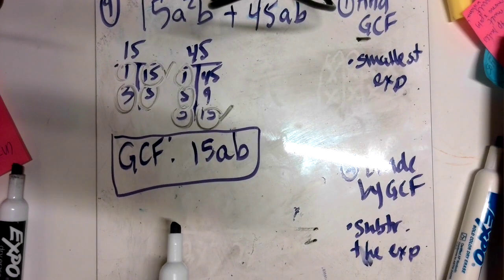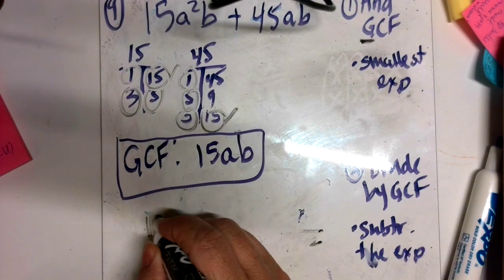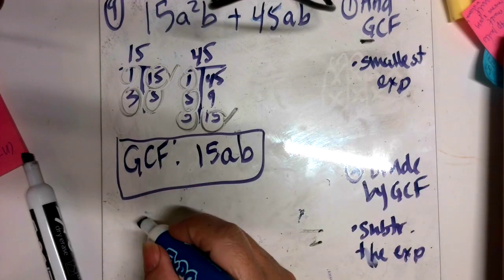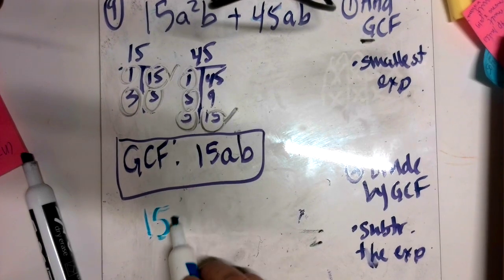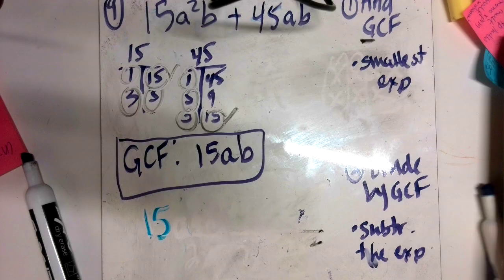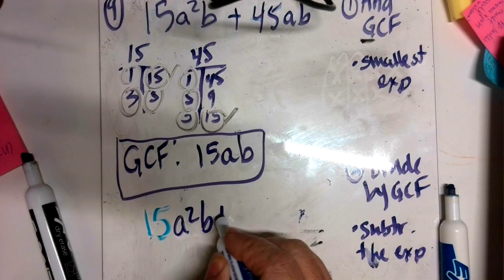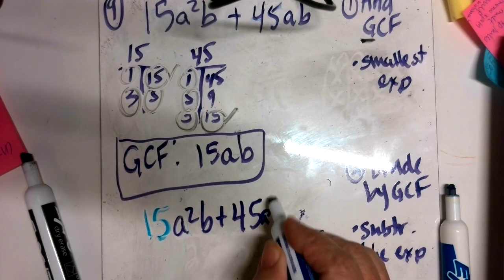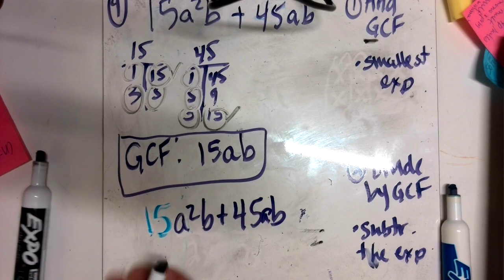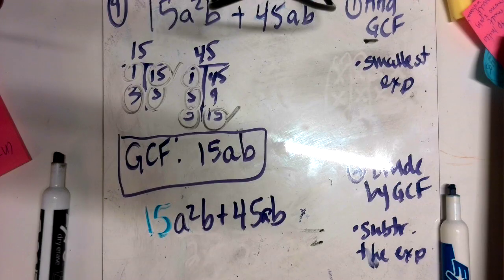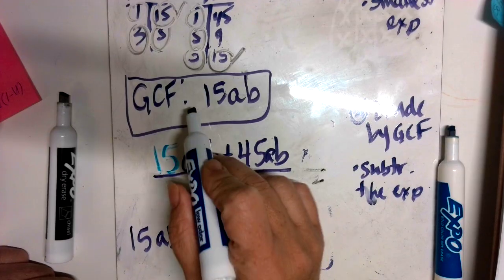Now I'm going to do the second part, which is divide by the GCF. So let me rewrite this here. That doesn't work. Okay. So 15. Maybe if I find something that works a little bit better, I'll just do it here. A squared b plus 45ab. Okay, I put the GCF on the outside. Shoot. Oh, you can't see what I'm doing. There we go. Okay, I'm dividing everything by the GCF.